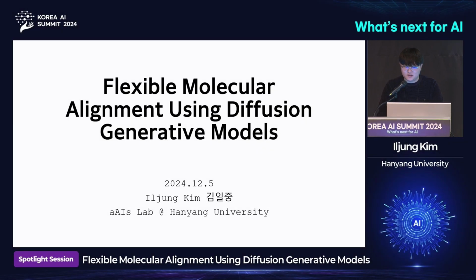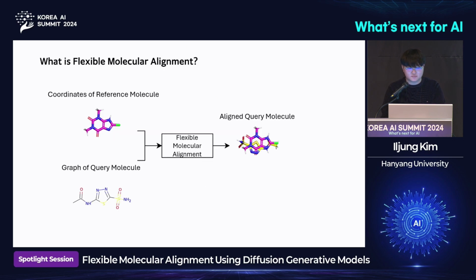I'm Iljung Kim, and I'm from the Department of Computer Science at Hanyang University. So today I will talk about flexible molecular alignment using diffusion generative models.